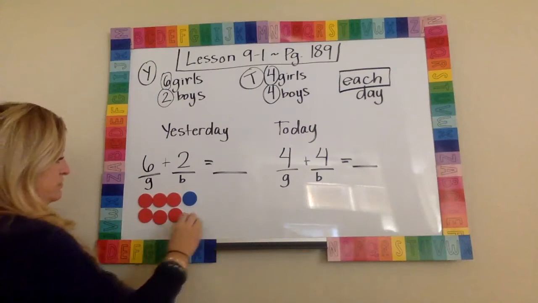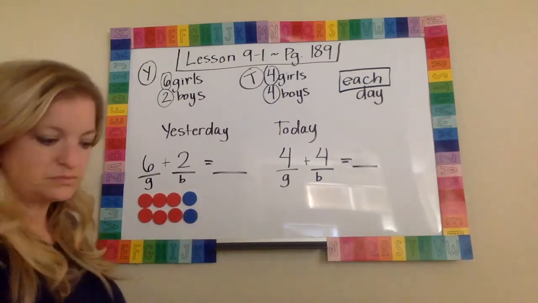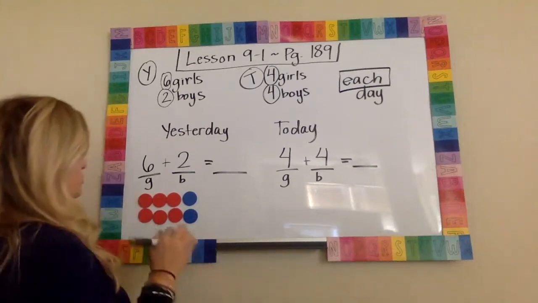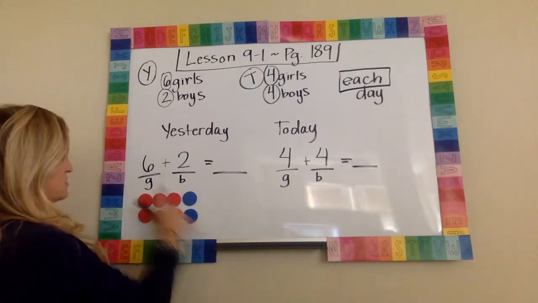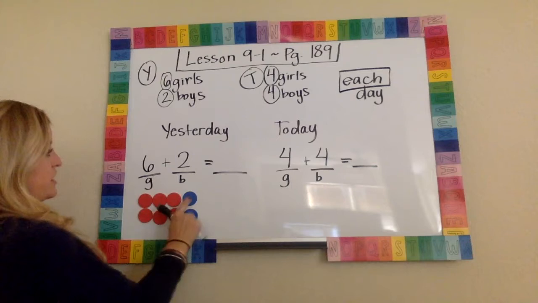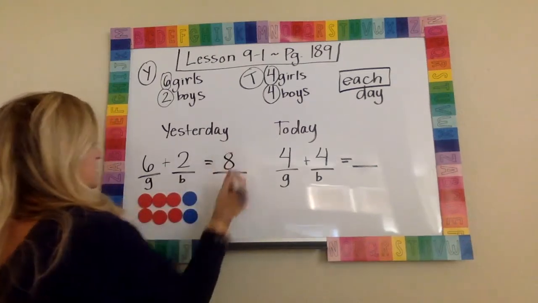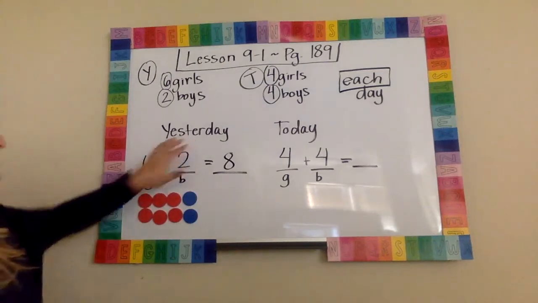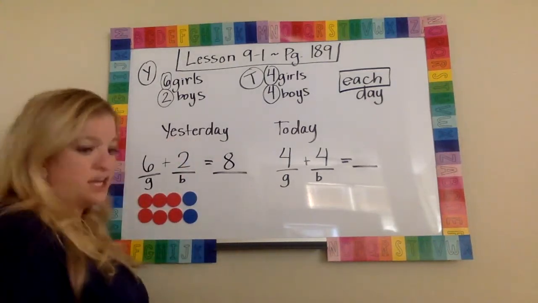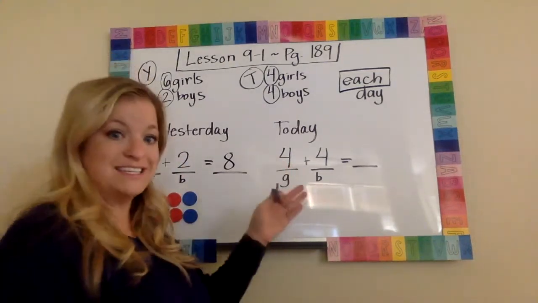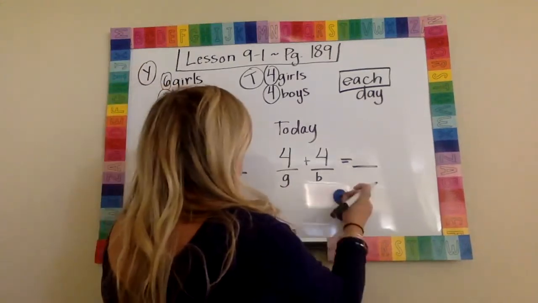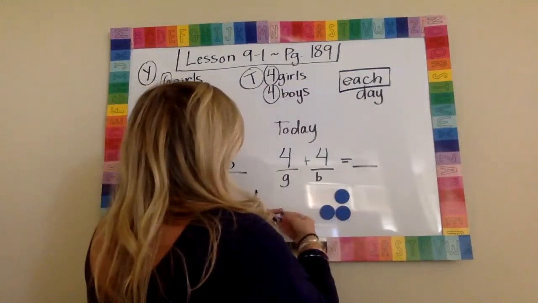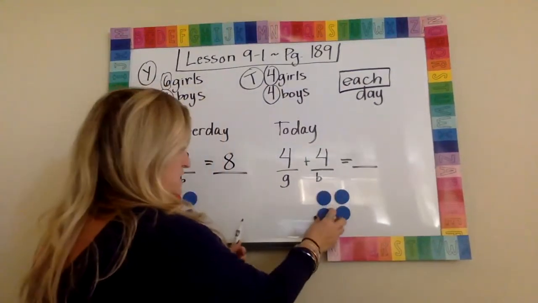Counting on is 7, 8. Remember, counting on is our best strategy. So I have 6 girls, counting on 7, 8. So now I know I have 8 total children that played on the swings yesterday. Now I'm going to do the same, but I'm going to do it for today. So I have 4 boys. 1, 2, 3, and 4. There's my 4 boys.